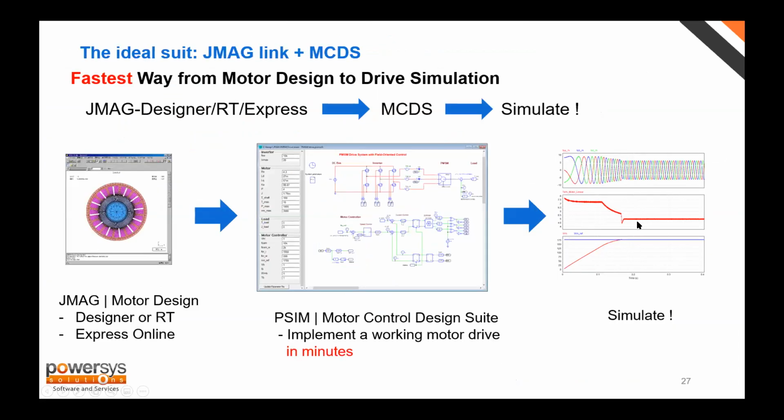Here is just the workflow that you can use. First, you can use Gmag to design your motor, or Gmag RT, or Gmag Express. Then you can use our motor control design suite. You load your motor from Gmag into Psim, make the control loop, check the parameters, and the control loop will be done automatically. At the end, just simulate. After that, you can check directly in Psim the result of your simulation. And it could be a co-simulation, of course, if you use a direct link.